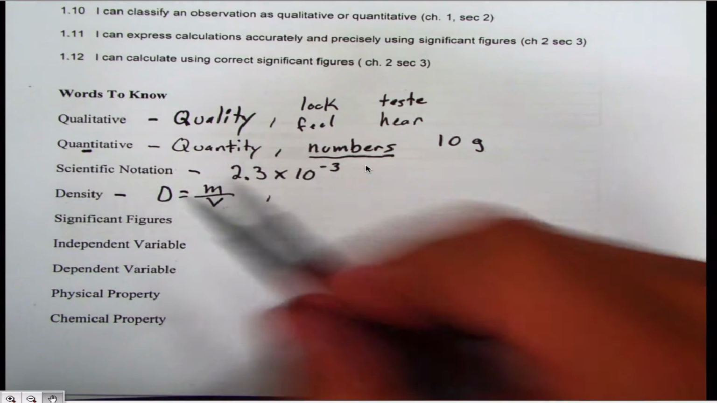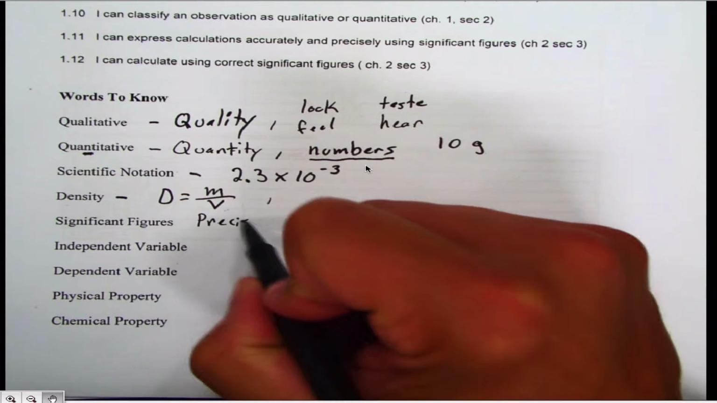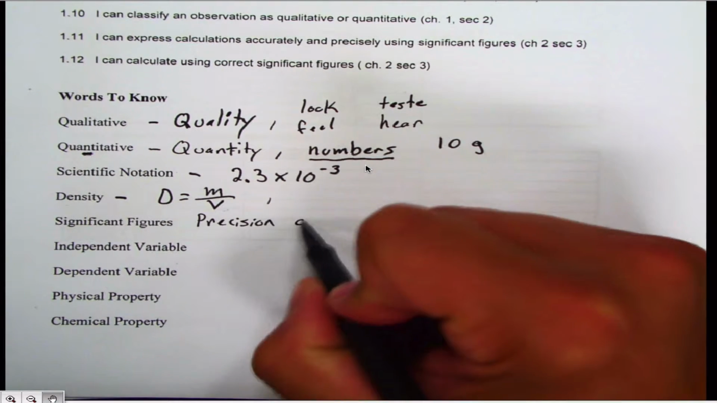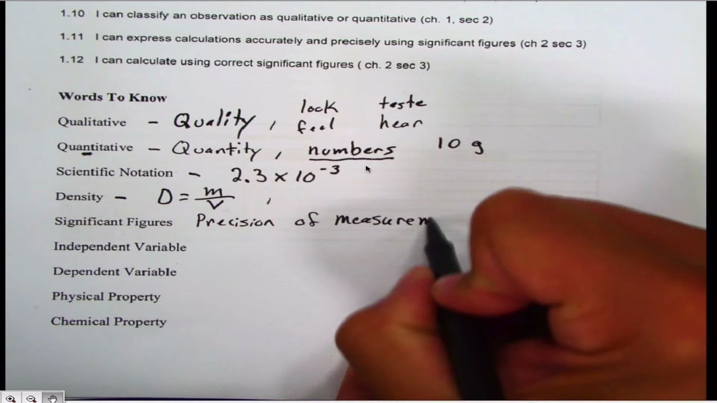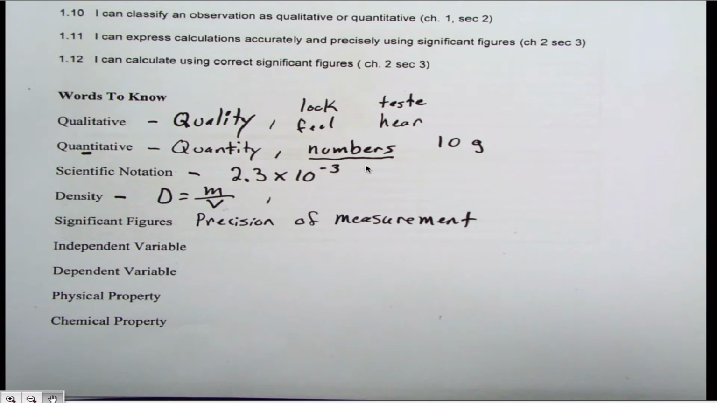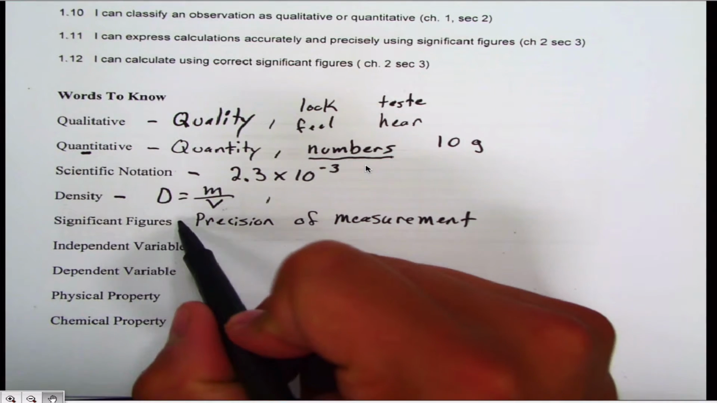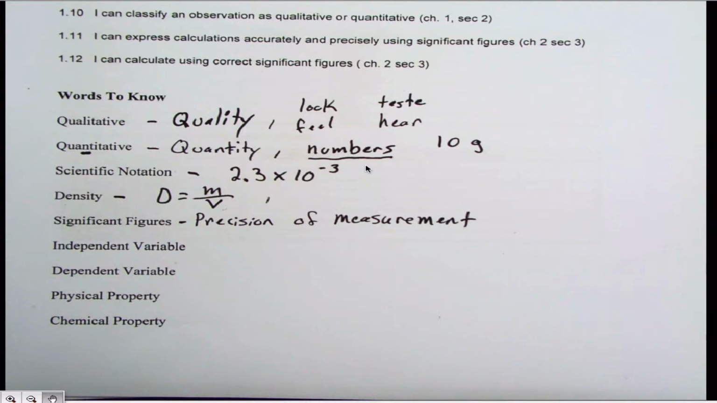Significant figures, these are going to be numbers that help you with the precision of measurement. All right, so precise measurements, and we're going to talk about what numbers are telling you, what numbers are important, what numbers are not important. That's what significant figures are about. Once you know the rules to significant figures and you get some practice with it, it's pretty simple stuff.